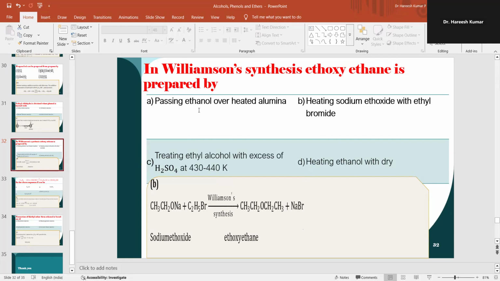Option B, heating sodium ethoxide with ethyl bromide, is the reactant. This is nothing but Williamson synthesis. Heating ethanol with dry acid, this is not the required one. Similarly, ethanol over heated alumina is also not. Okay, let's take another question.